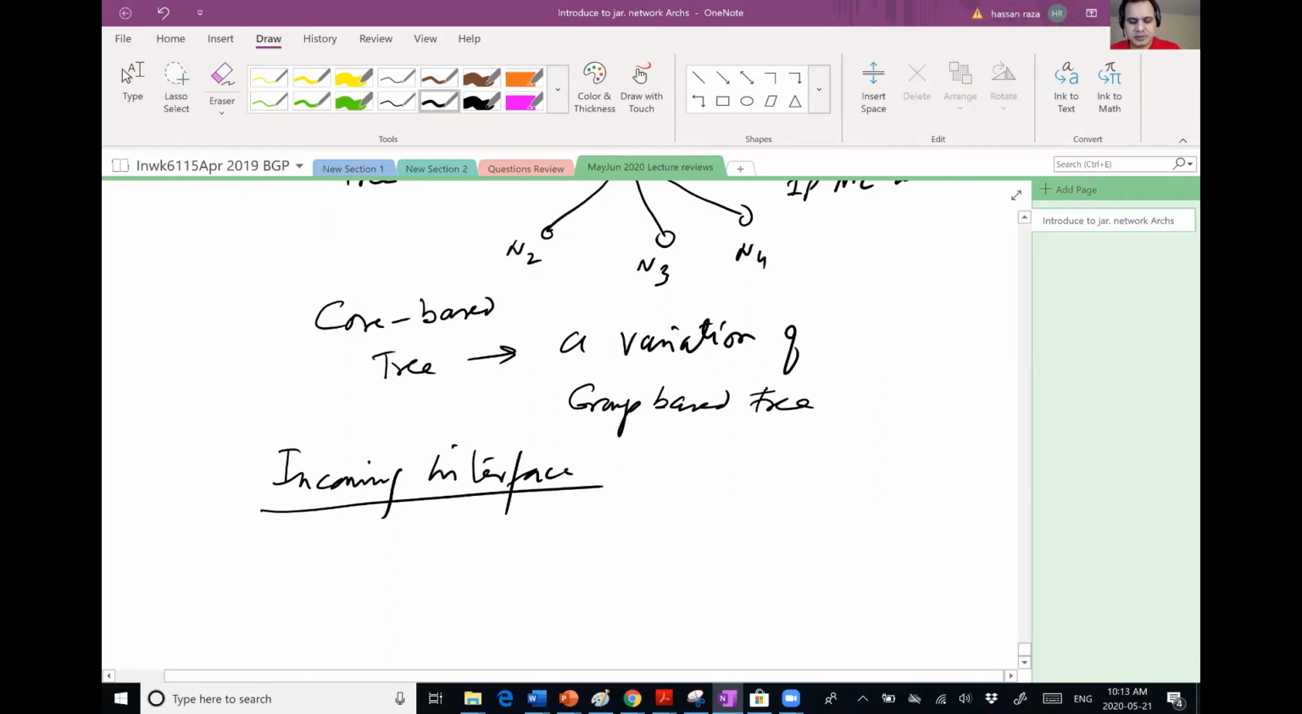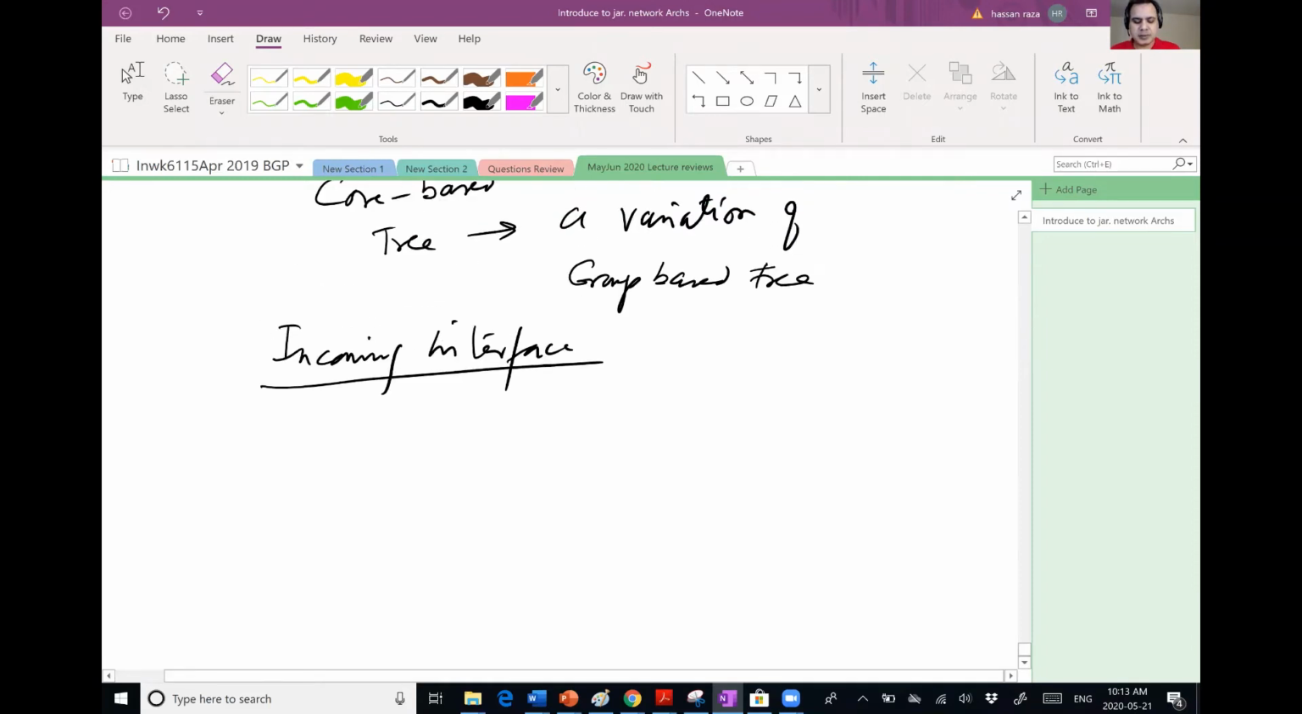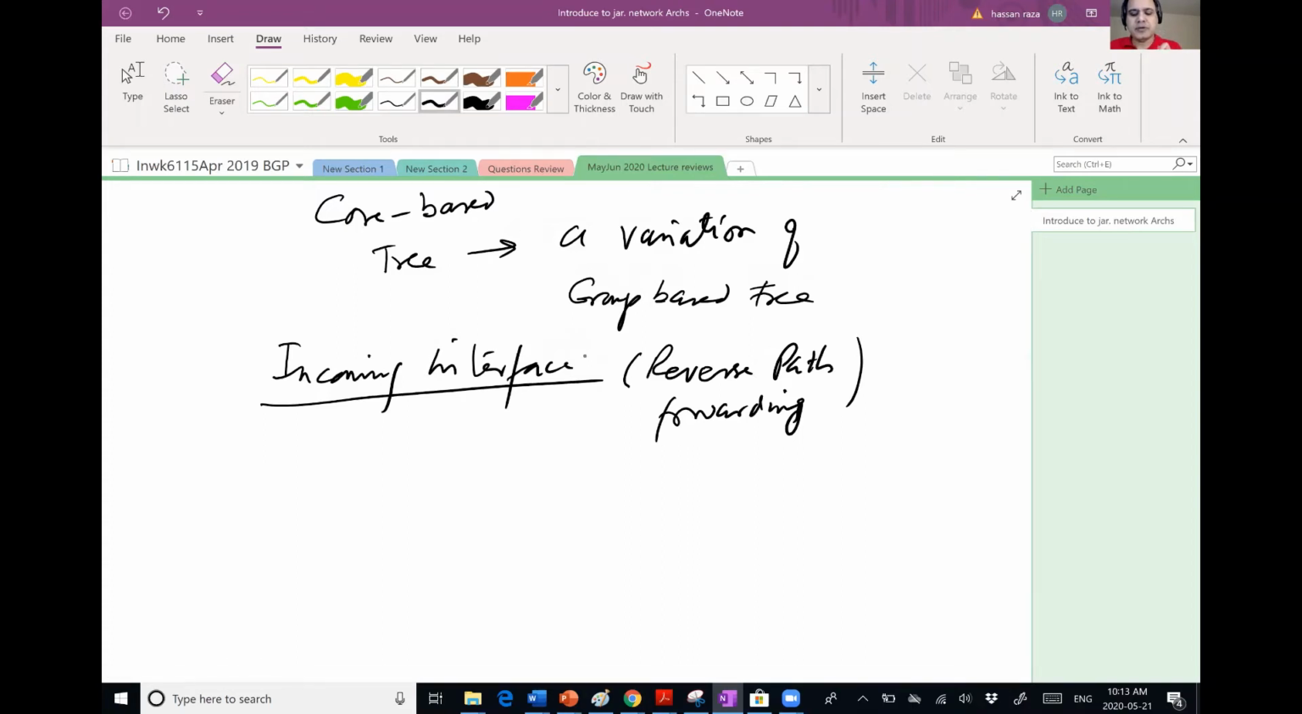Incoming interface. So incoming interface is commonly in all the protocols determined through what we call reverse path forwarding. So you would see I am only writing interface, not interfaces, because your incoming interface will be always one. So how would you find out? You would find out through reverse path forwarding.